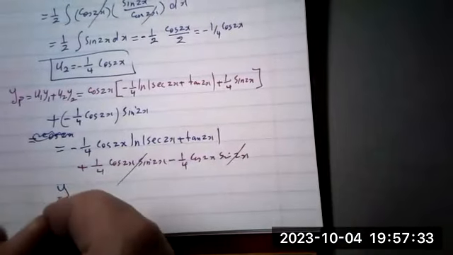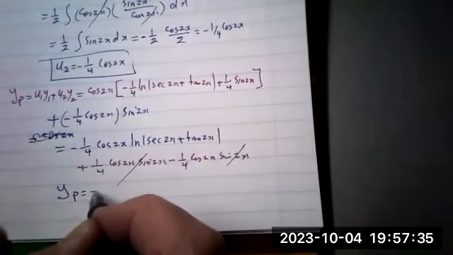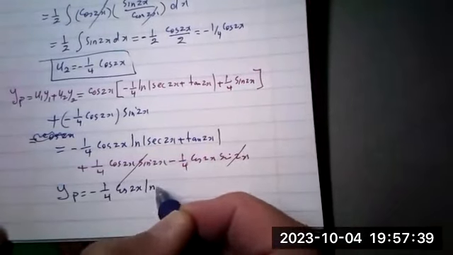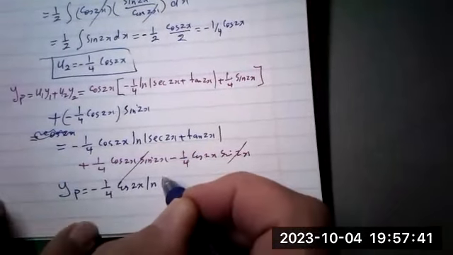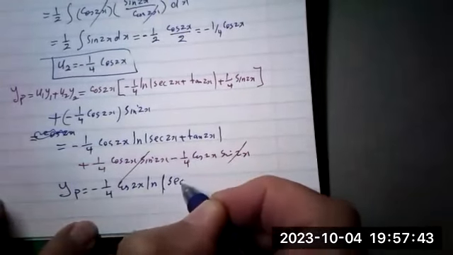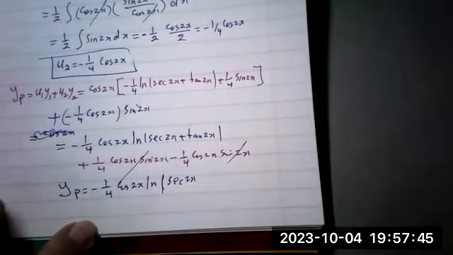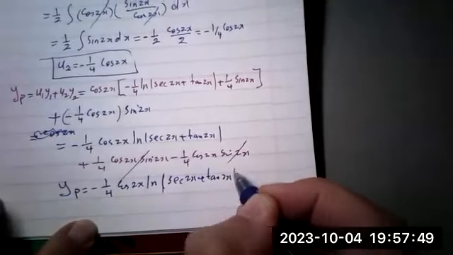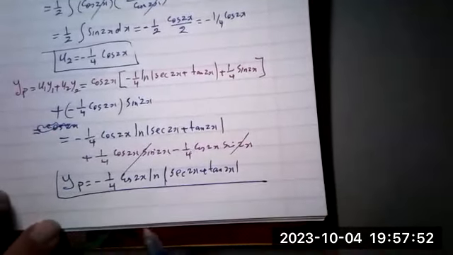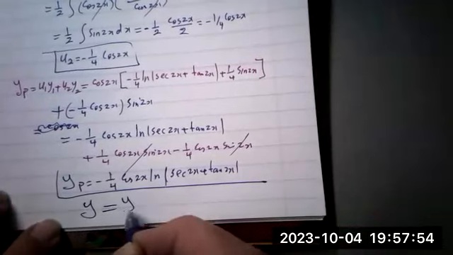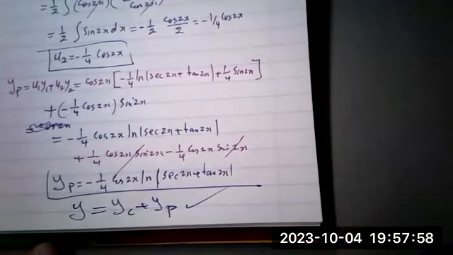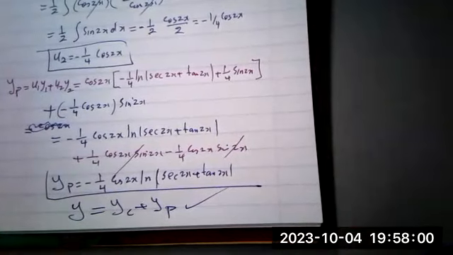So that is going to be YP. YP is a negative quarter cosine of the 2x, ln of the absolute value of secant of the 2x plus tangent of the 2x. That's the YP. The general solution, of course, is y equal to the YC plus YP. We already identified the YC for you.